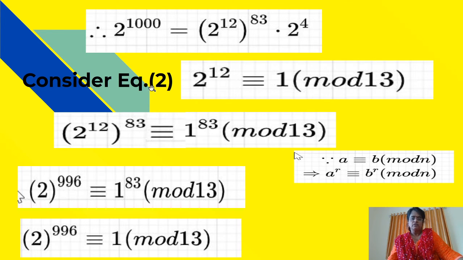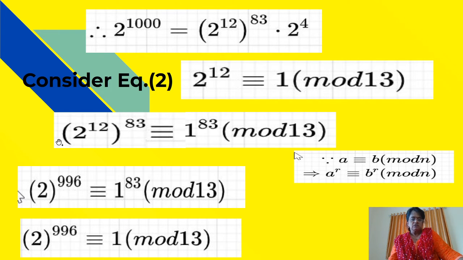Now consider our equation number 2, which is 2 raised to 12 is congruent to 1 mod 13. From this equation we can write (2 raised to 12) bracket raised to 83 is congruent to 1 raised to 83 mod 13, since if a is congruent to b mod n, it implies that a raised to r is congruent to b raised to r mod n. Here r is 83.